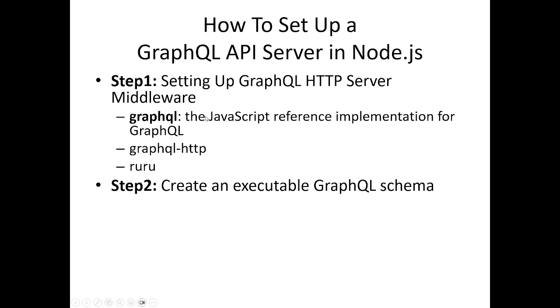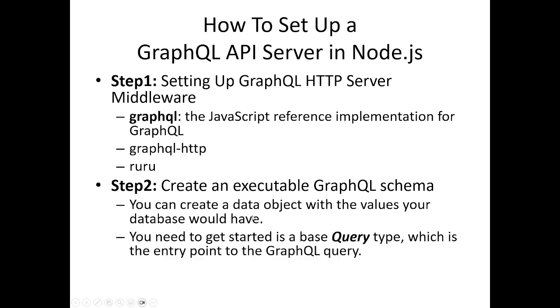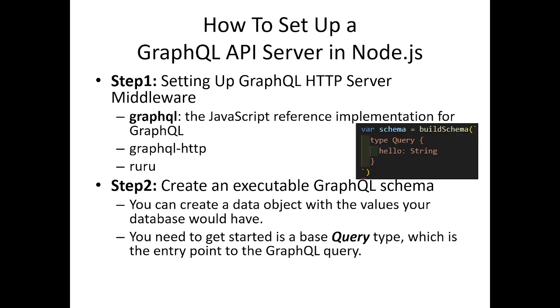Step two in our GraphQL Node.js application is going to be creating an executable GraphQL schema. You can create a data object with the values your database would have, and then based upon that, you need to get started and formulate how your query looks and how the user is expected to form that query. And that is exactly what we are looking for. We do have our schema over here, and then we do have our query.